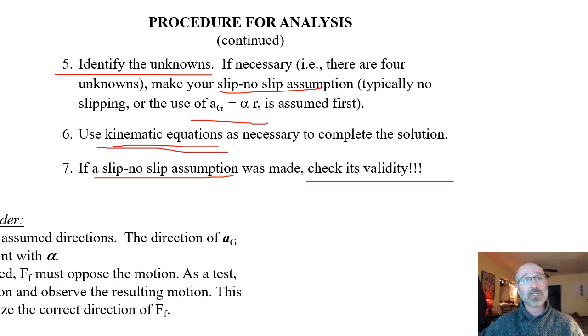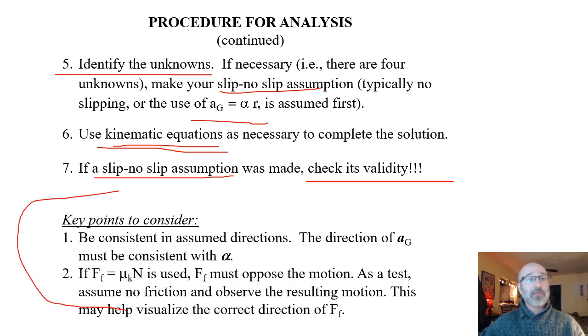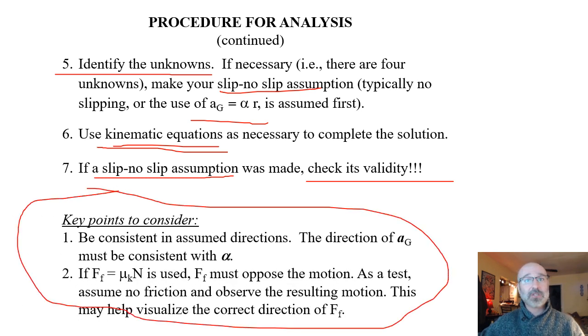and make those changes. So things to consider, make sure you're consistent with all your directions. So the direction of a sub g must be consistent with your directions of alpha. If you choose a given coordinate system, make sure you stick with that and do the correct sign convention. If you're using frictional force F sub F here, and you have it equal to mu sub k times your normal force, again, recall that your F sub F must oppose the direction of motion.